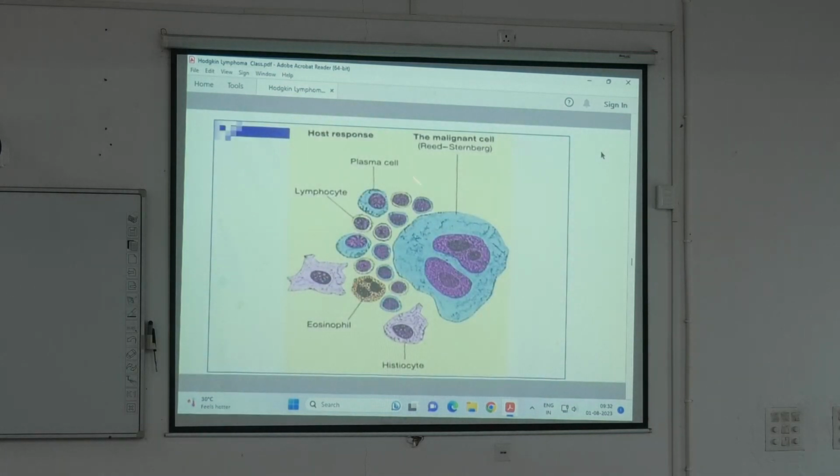So this is the Hodgkin cell. It secretes chemokines and cytokines, with an environment of histiocytes, eosinophils, lymphocytes or reactive cells, and plasma cells. We have to remember these again and again, because this Hodgkin environment is an association of these RS cells.